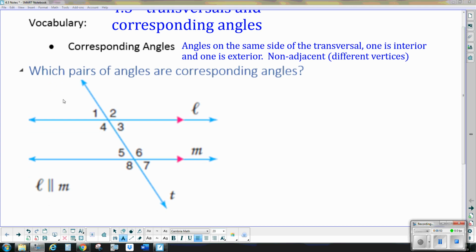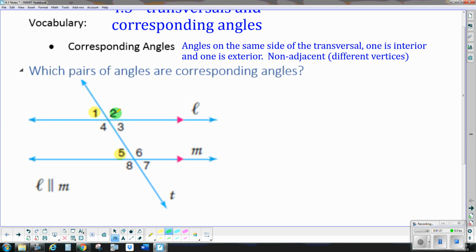In this first example, we're going to identify which pairs of angles are corresponding angles. All our corresponding angles, remember, have to have different vertices. They're on the same side of the transversal. One has to be interior and one is exterior. So 1 and 5 are corresponding angles because they have different vertices. They're both on the left side. 1 is exterior and 5 is interior.